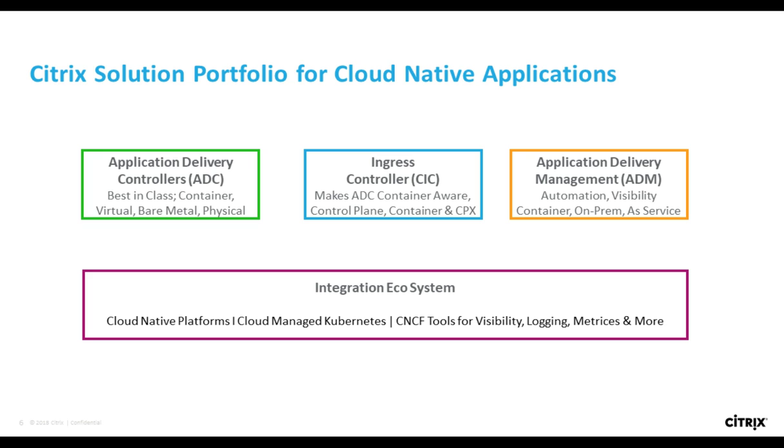Let's look at what a typical Citrix solution portfolio for cloud-native applications looks like. It has 4 building blocks. First is the application delivery controller, which Citrix has been known for more than a decade and has best in class. Second one is the ingress controller, which is new. And of course, the application delivery management. And in a cloud-native application environment, integration with ecosystems becomes very critical, as we talked about.